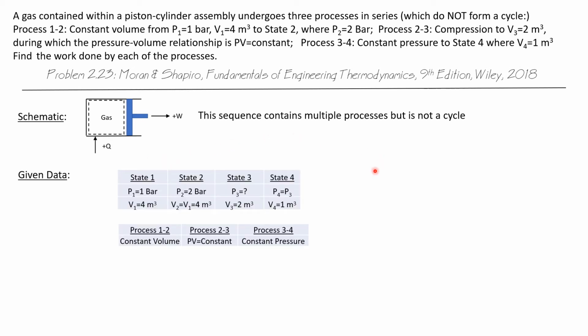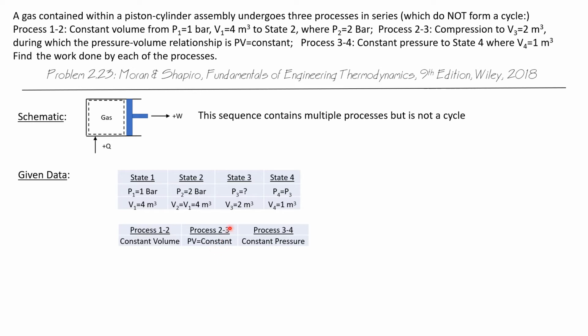I always like to make a table of all the given data. And what we have is 4 states and 3 processes that connect them. Now we know state 1 is 1 bar and 4 cubic meters. And we know state 2 is 2 bar, and the volume is also 4 cubic meters, because process 1-2 is a constant volume process. Now process 2-3 is our polytropic process, PV equals constant.